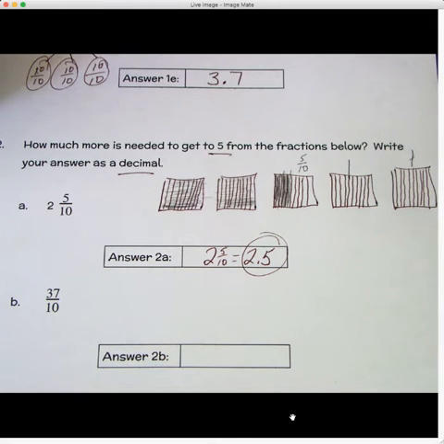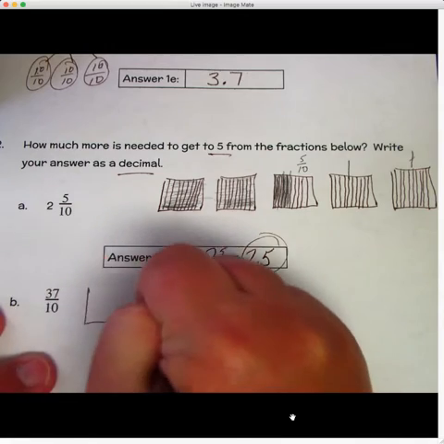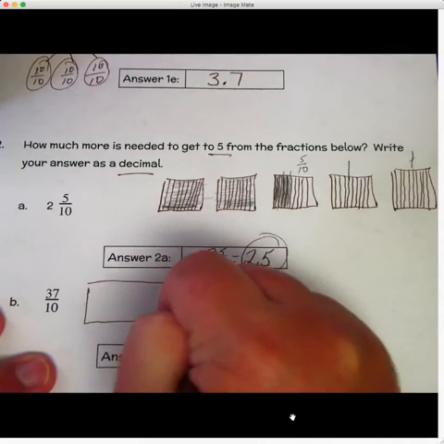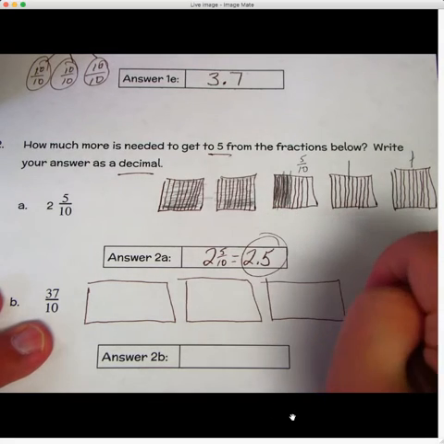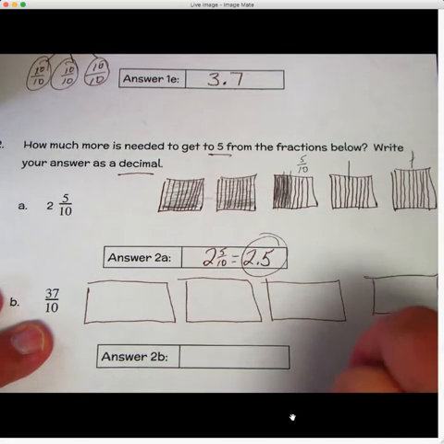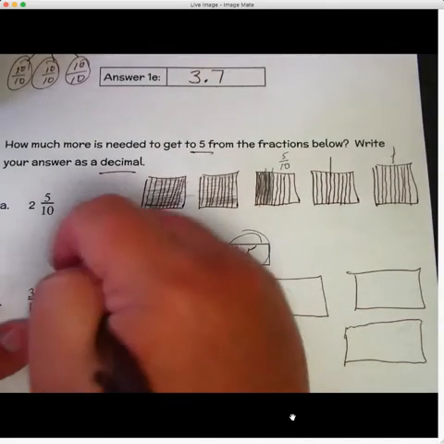All right, so the next one, we're still trying to get to 5. And we've got 37/10 filled in. We don't need to change it for this area model. So I'm going to make these a little bigger so they're easier to see. 1, 2, 3, 4, 5. I've got to make them tenths again.